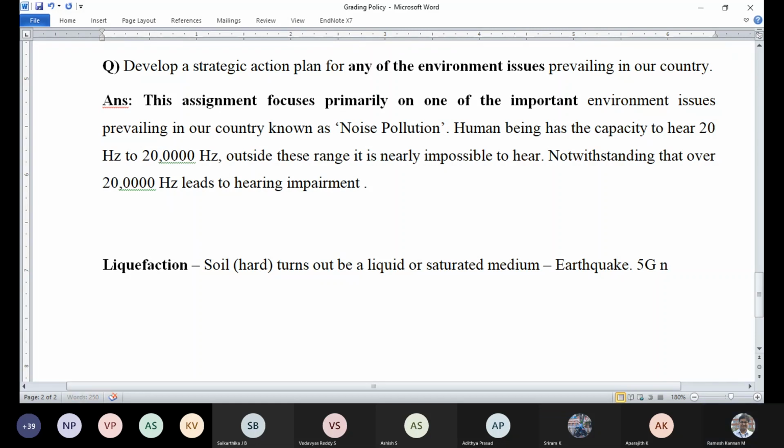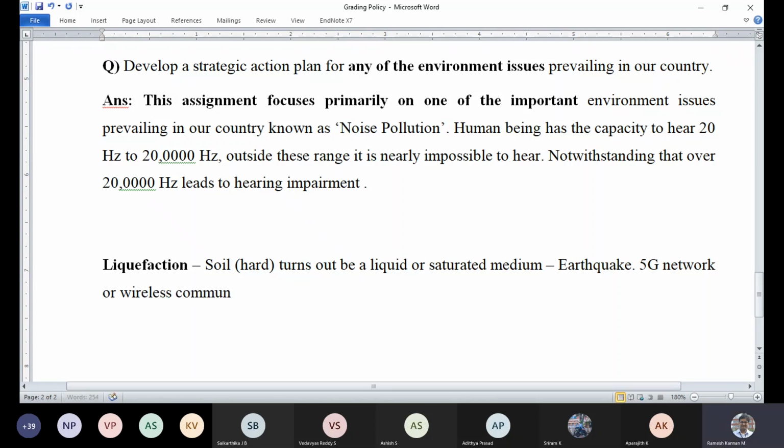So wireless 5G network or wireless communication in the age of, say, birds. Because of the increased communication towers, the birds migrate and so on, right? There is a program on Netflix. It's called Connection or something like that, right?